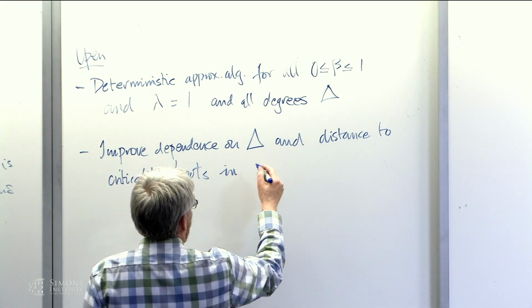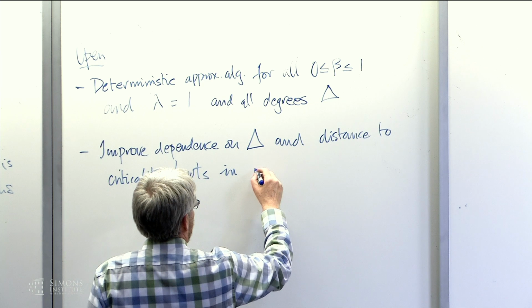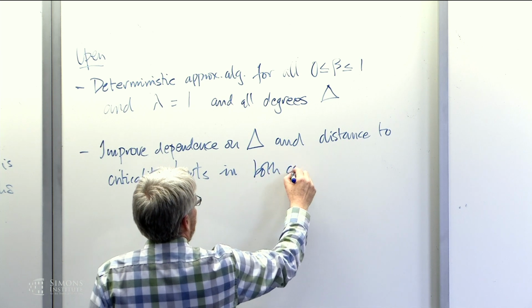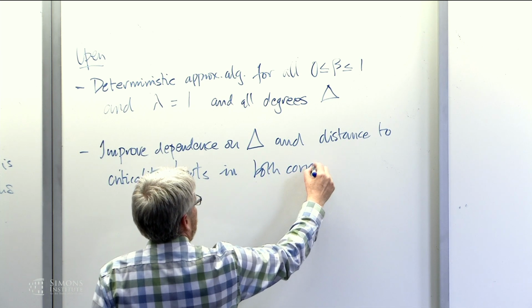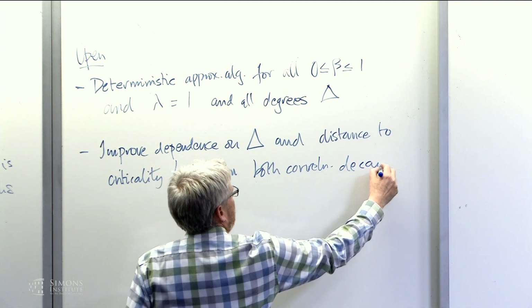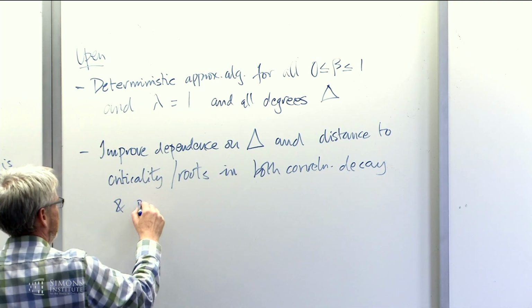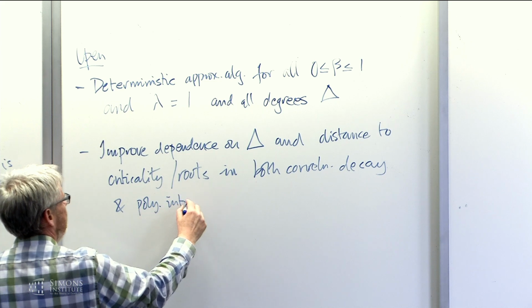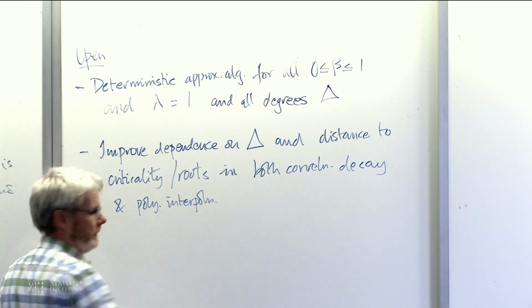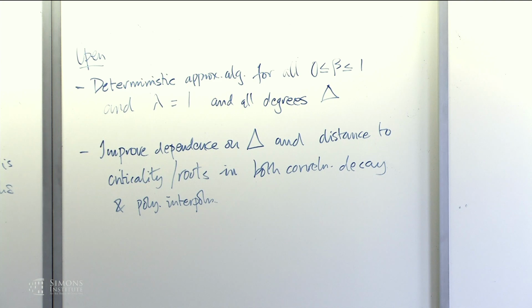In all these deterministic algorithms, in both correlation decay and polynomial interpolation, and this is not just for the Ising model but in general, this is a general feature of these methods that these things show up here, and there's a fundamental question whether that can be improved.